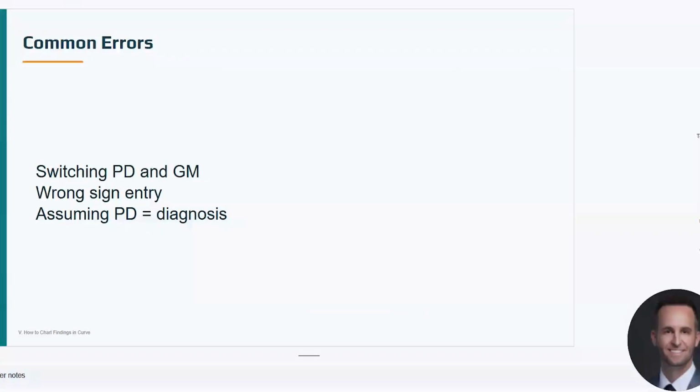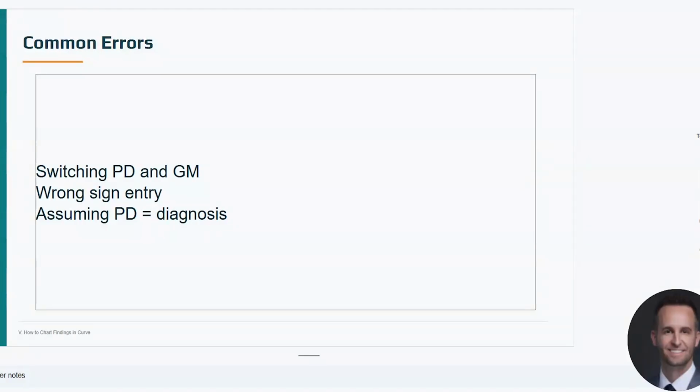So a few common areas. You've got to make sure you're probing on the right line when you're in Curve, and you're marking what you're marking in Curve. If you're on the probing depth line and you're charting gingival margins, that's going to screw the software up. And vice versa, you need to make sure that you're marking the probing depths on the probing depth line and the gingival margins on the gingival margin line. Putting in the wrong sign.